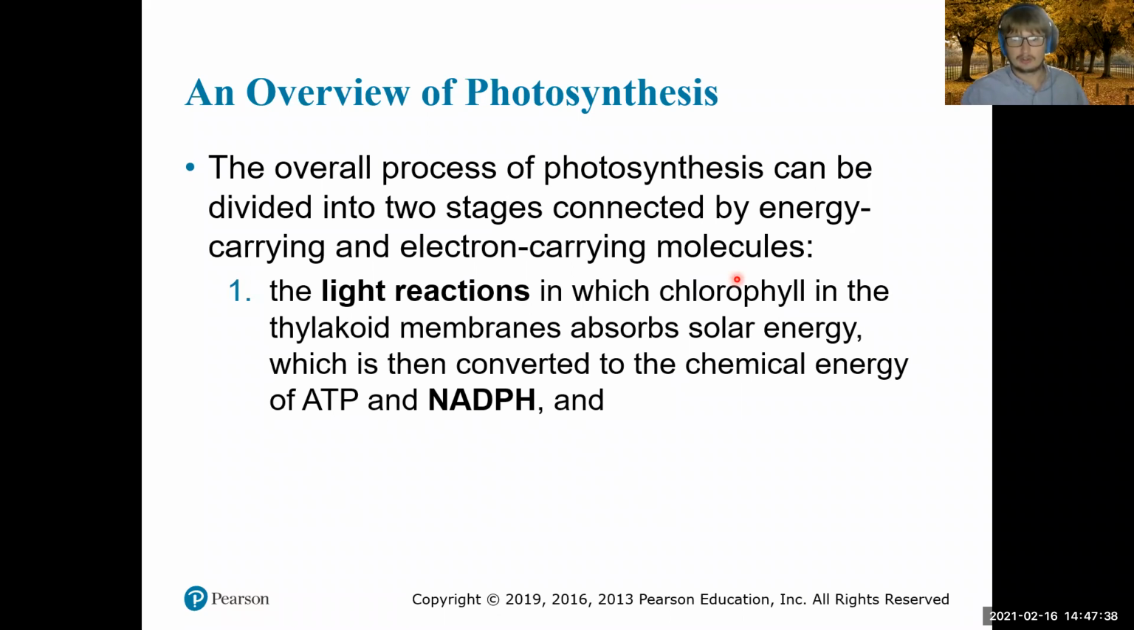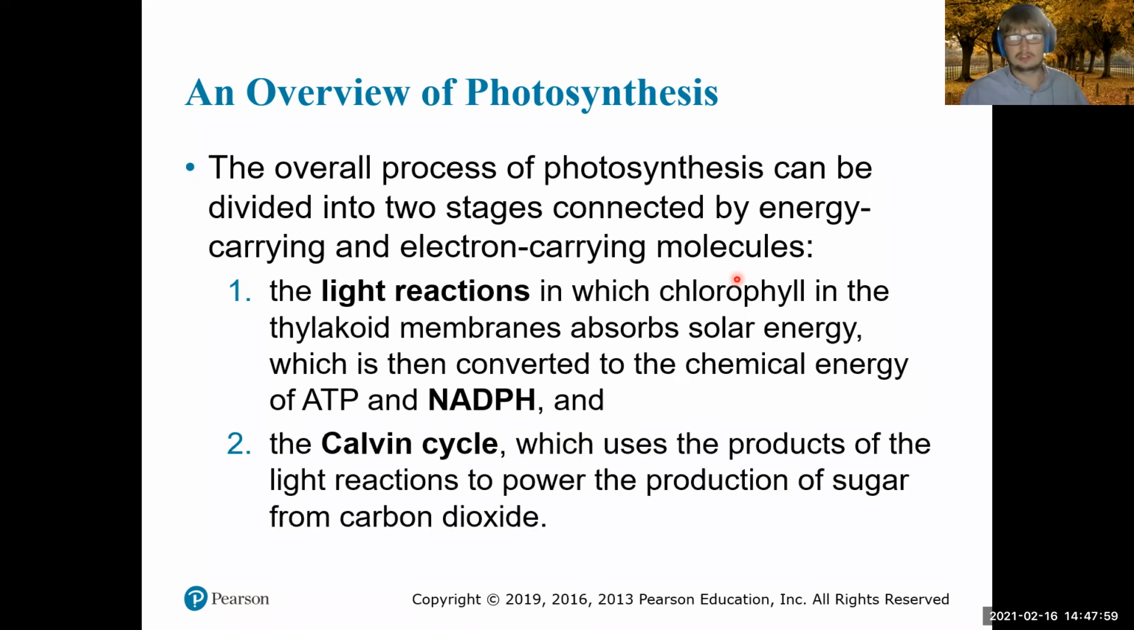This is where the chlorophyll in that thylakoid membrane actually absorbs that solar energy and converts that solar energy into chemical energy, such as ATP and NADPH molecules. And once those ATP and NADPH molecules are made, they then move on to the light independent reactions, or the Calvin cycle, which is where the energy from those molecules is used to fix carbon into a sugar.